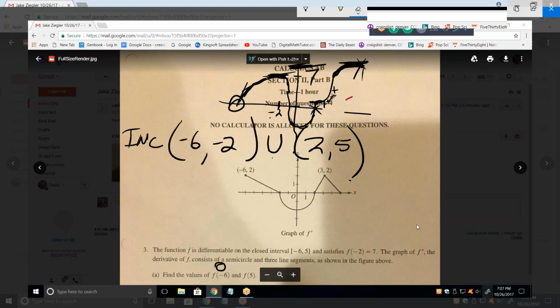Still not sure of the answers to A. What's the question for C? Find the absolute minimum value of f on the closed interval -6 to 5. Justify your answer. And what do they want? The absolute minimum or maximum? Absolute minimum. Would it be at 1 actually? Because that's the inflection point of.